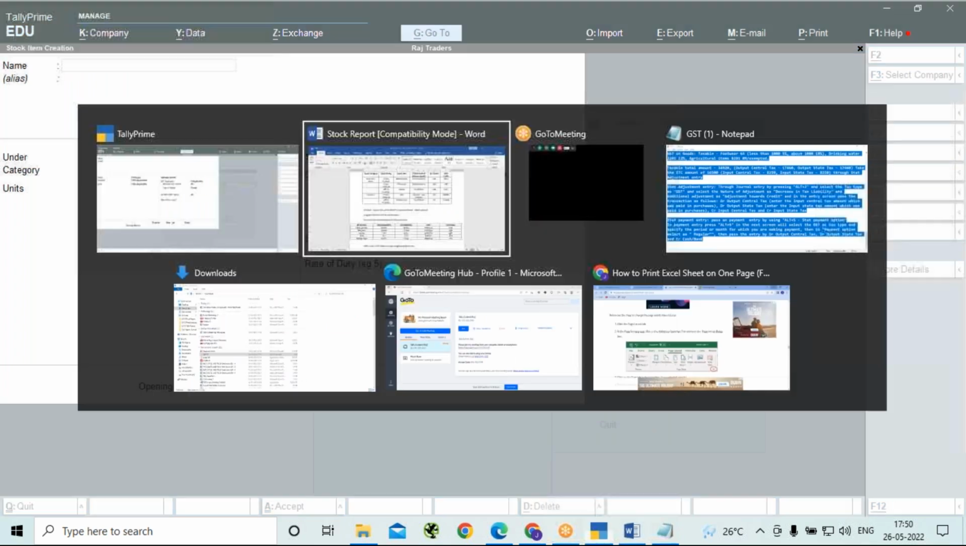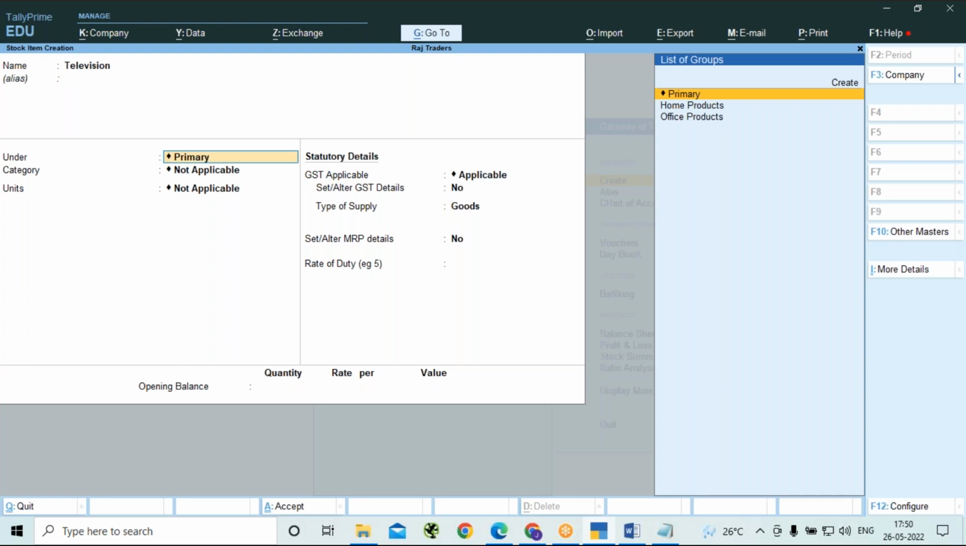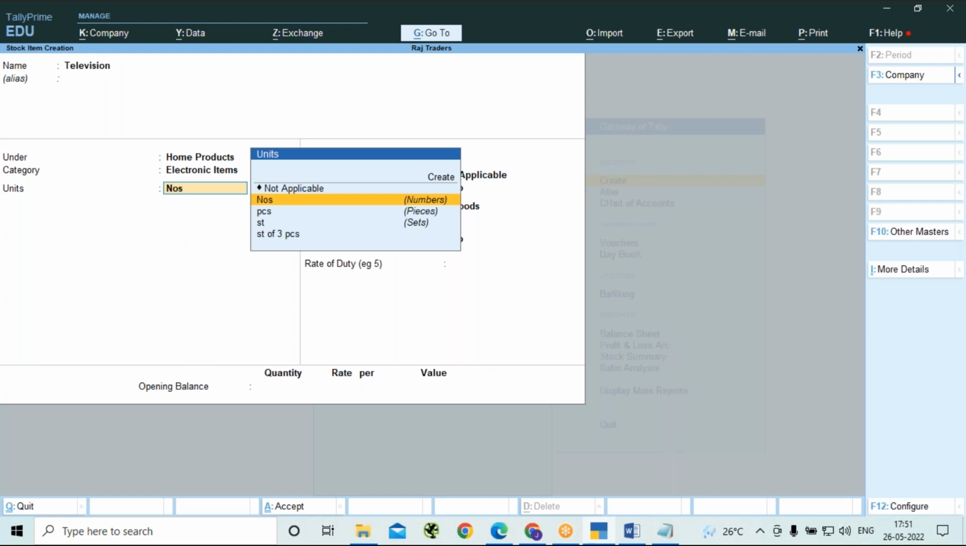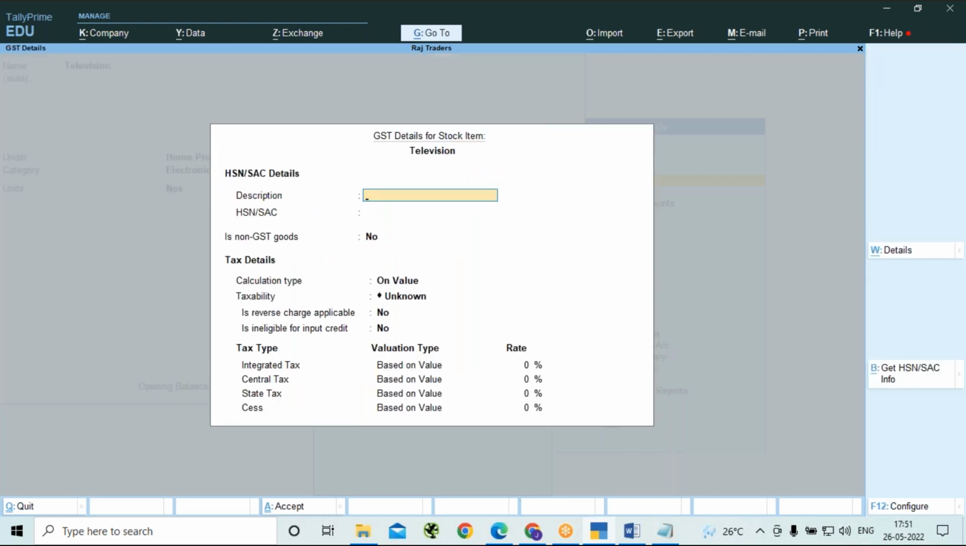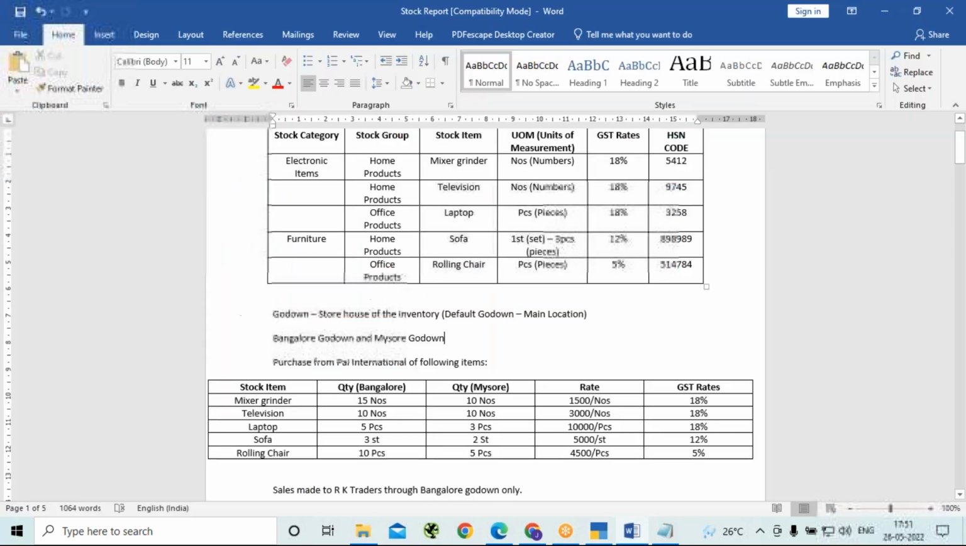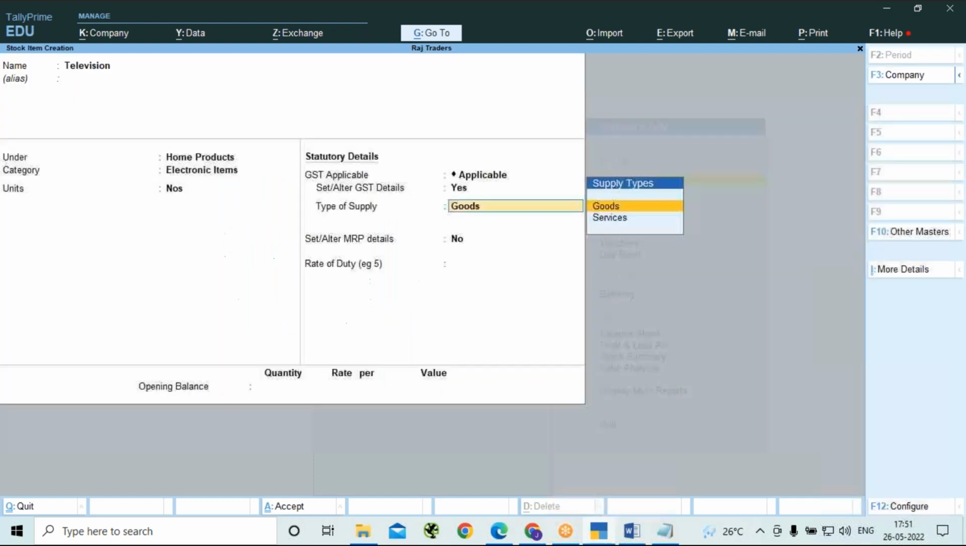Accepted. So now we will try to take all the other items as fast as we can. So television, it relates to home products, then it is related to electronic items, and these are numbers. Applicable rate, yes. So let me choose the same name. So the HSN code 9745 I have given. On value, it's also taxable and it is 18%.